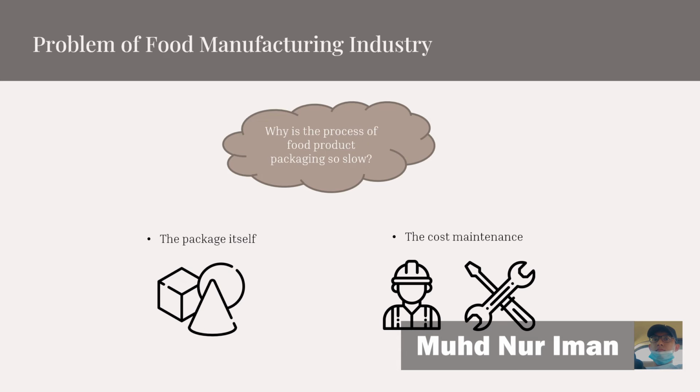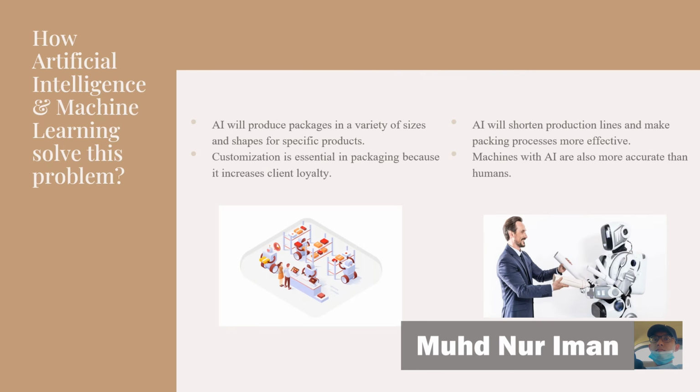Next, the cost maintenance. The cost of operating and maintaining the industry equipment extends beyond just paying its workers. Three main factors are quality, productivity, and cost. This will have an impact on the overall manufacturing cost of packaging. For the solution, I will talk about how artificial intelligence and machine learning solve this problem.